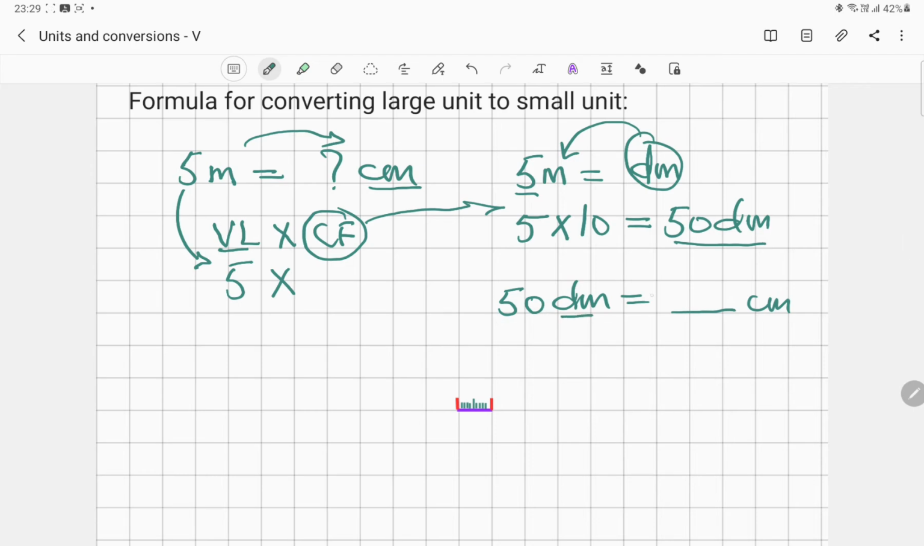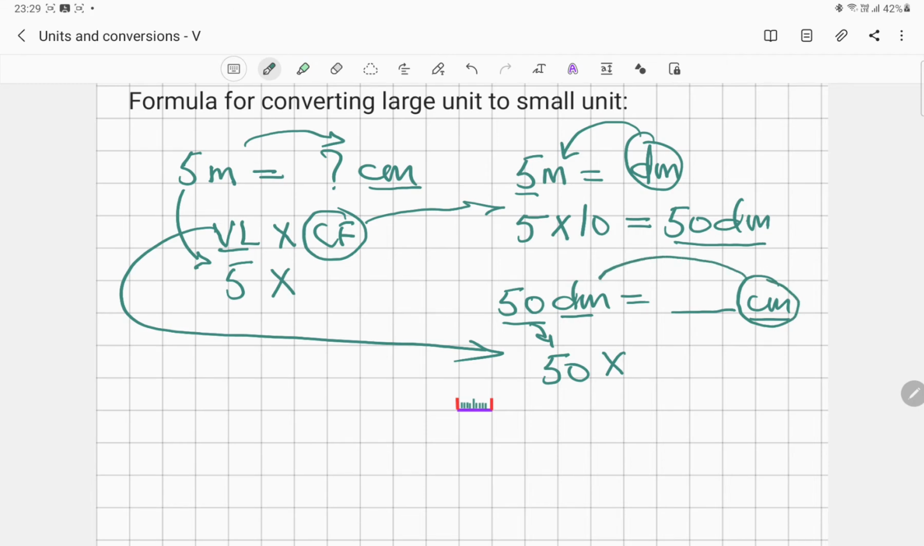So the larger unit is decimeter, the smaller unit is centimeter. And what is the value of 50? So let's write 50. We are using this formula again, VL times CF, right? VL into CF. So the value of the larger unit is 50. We are multiplying it. And what is the conversion factor? How many centimeters are found in 1 decimeter?